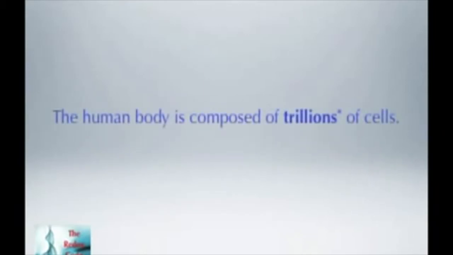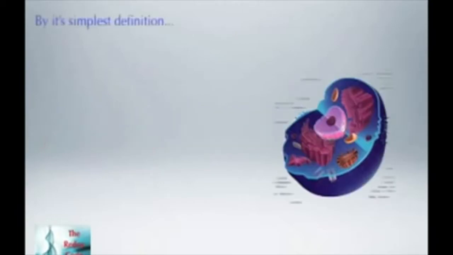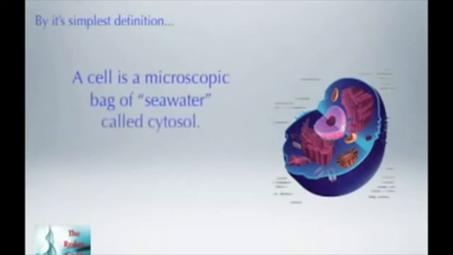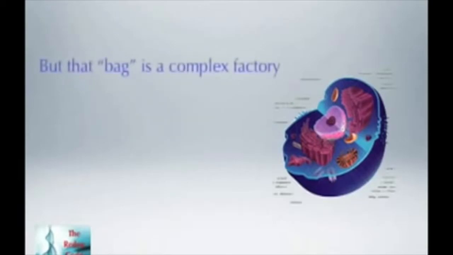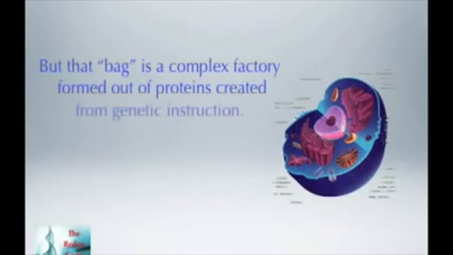The human body is composed of trillions of cells. That's 10 to the 14th power, or 100 trillion, according to Science Netleaks, a resource for teachers. Now, by its simplest definition, a cell is a microscopic bag of seawater called a cytosol. But that bag is a complex factory. It's formed out of proteins created from genetic instruction.